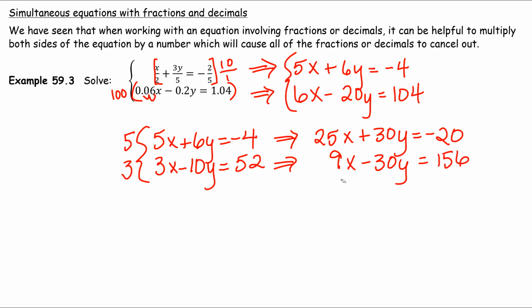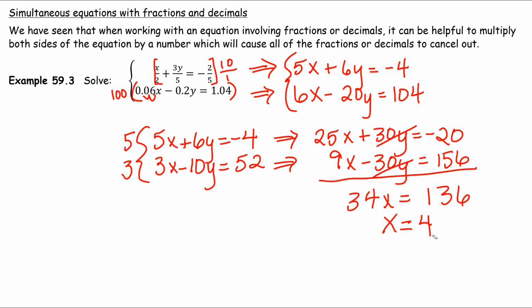And now if I add the two equations together, the y's will cancel, and I'll have 34x is equal to 136. And so if I divide both sides by 34, I get 4 for x. And now to find out what y is, I can just take that x and plug it back into any one of these equations I started with.